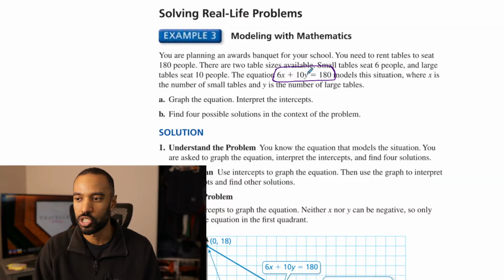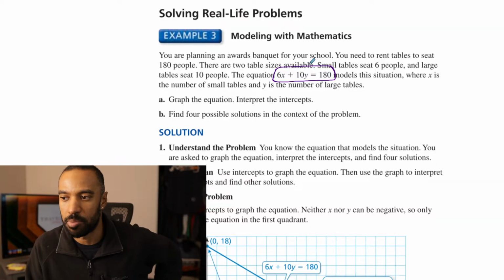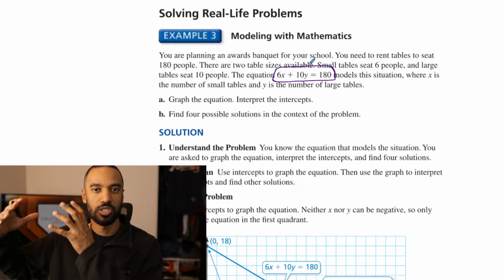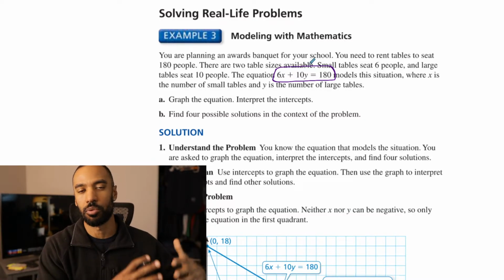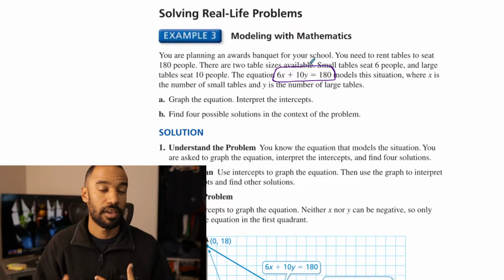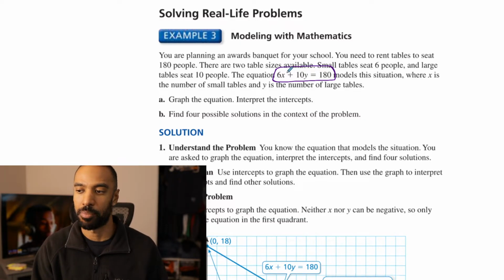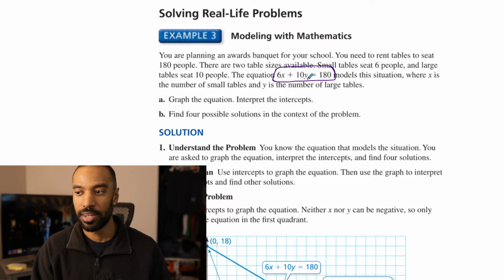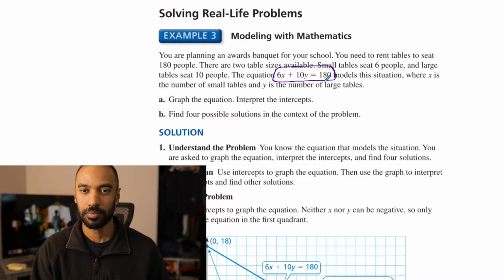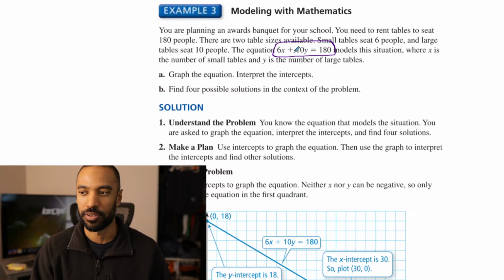10 people per large table times the number of large tables gives you how many people you can have at large tables. The amount of people in small tables plus the amount of people in large tables equals the amount of total people. So they gave us the equation, but if we have to make our own, we have means of being able to do so. And hey, this is standard form. There are other things I feel like I could do with this standard form if I wanted to. I'm going to leave it.